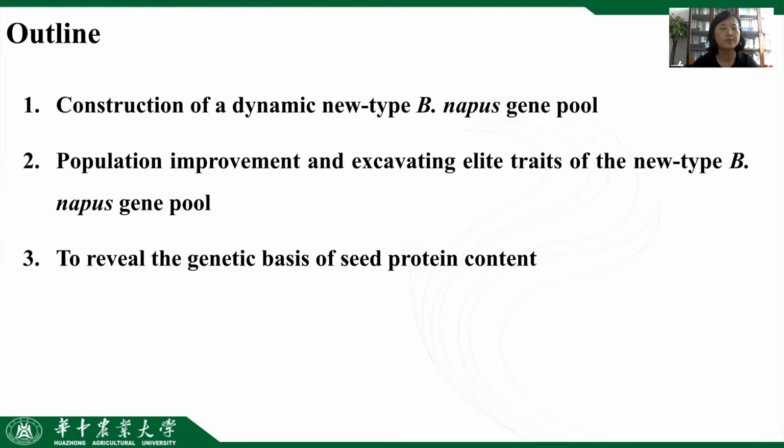I will introduce three parts. The first is the construction of a dynamic new type Brassica napus gene pool. The second is the improvement and trait evaluation of this gene pool. And the third part is to review the genetic basis of seed protein content.